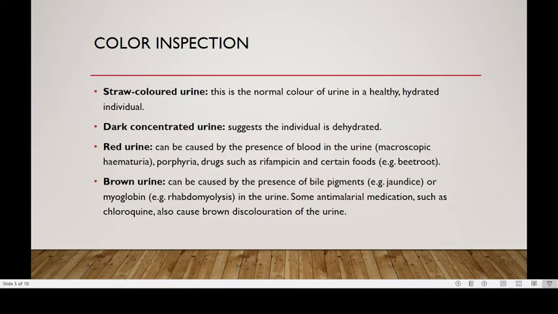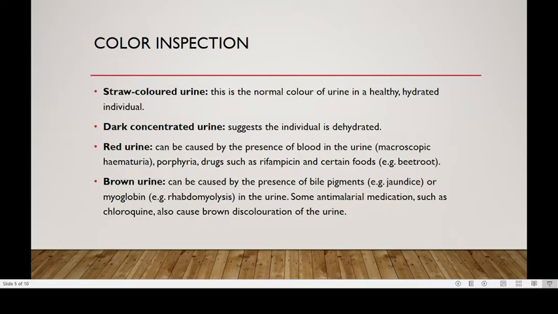Then color inspection. Straw colored urine is the normal color of urine in a healthy hydrated individual. Dark concentrated urine suggests the individual is dehydrated. Red urine can be caused by the presence of blood in the urine, in case of macroscopic hematuria, porphyria, drugs such as rifampicin and certain foods, for example beetroot.